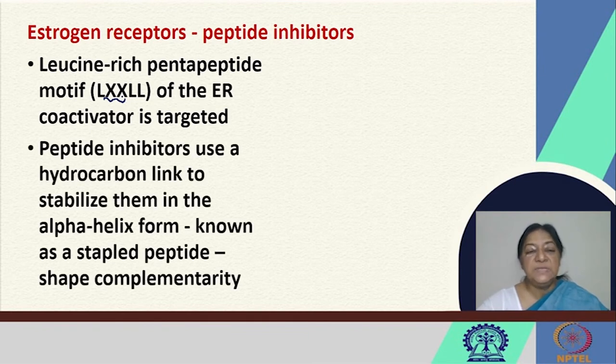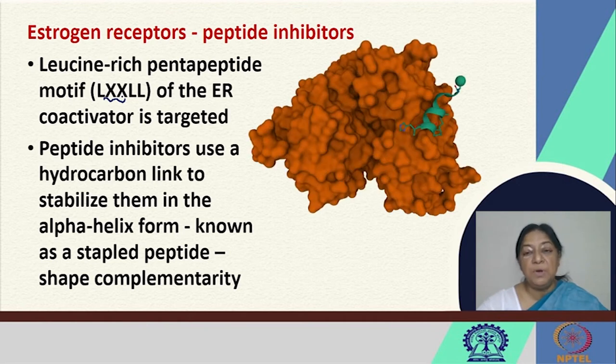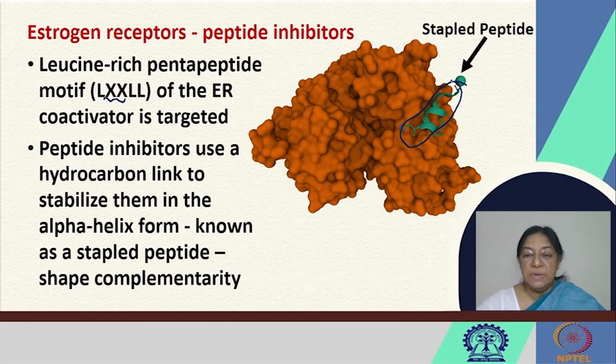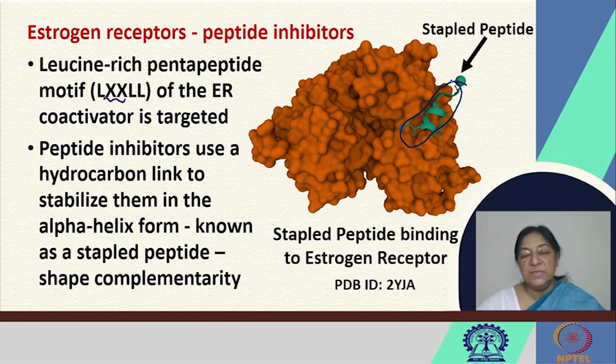So the peptide inhibitors in this case use a hydrocarbon link to stabilize themselves in the alpha helix form. And this is called a stapled peptide. So we are careful about the geometric complementarity or the shape complementarity that keeps this intact in a way that it is going to be able to interact with the specific domain on the estrogen receptor, thus preventing the action of the estrogen receptor in a manner that would be desired to prevent any complications from a disease point of view.